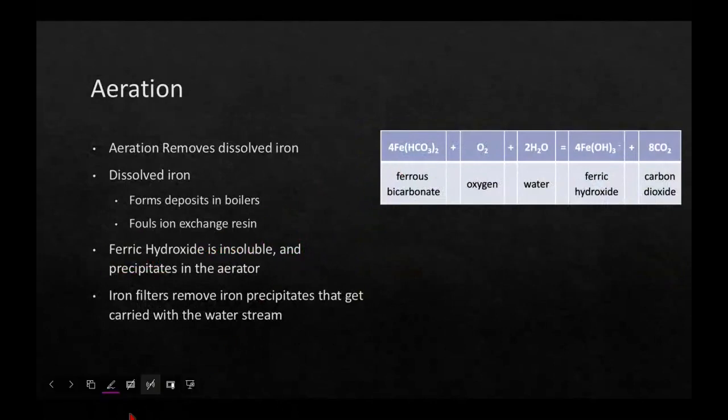Well, here's that reaction that eluded me a little bit earlier, but this is iron bicarbonate, ferrous bicarbonate, or iron 2 bicarbonate, if you want to call it that. And then when we aerate it, we add the oxygen, and along with some H2O, we get ferric hydroxide and carbon dioxide. So obviously this stuff here is a gas and leaves the top of the coke tray aerator.